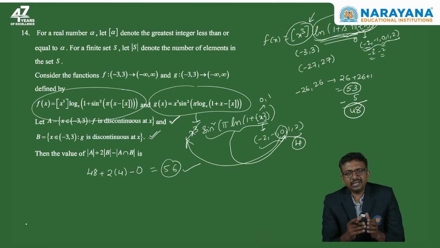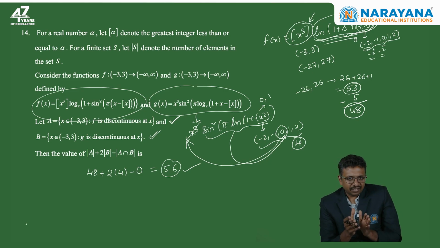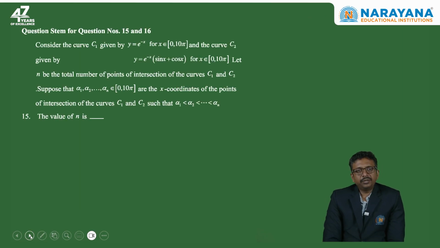So this is about the multi-correct and numerical type section 3 of this paper. Next we are going to the question stem type. So there are 2 questions that are given.